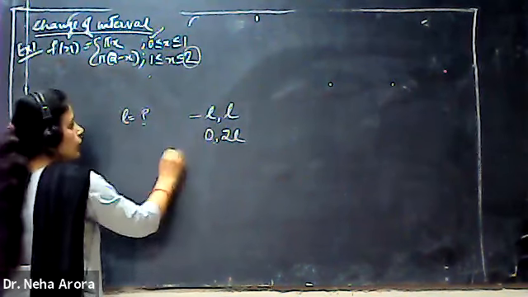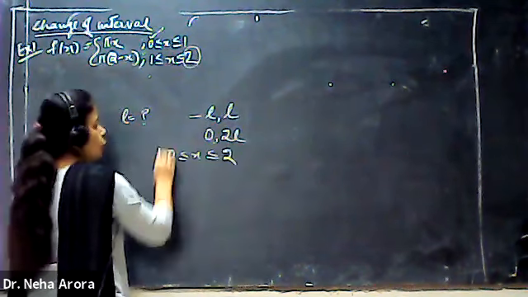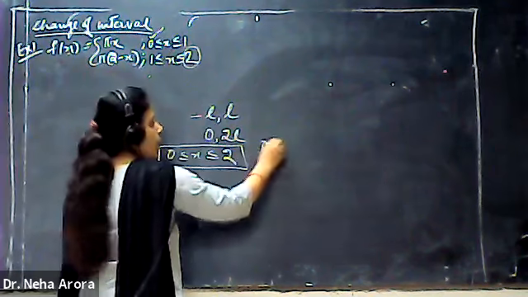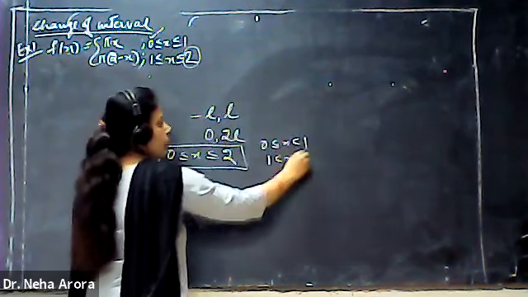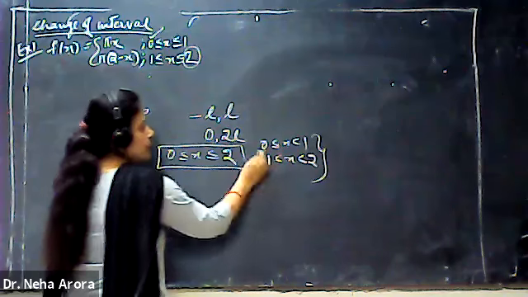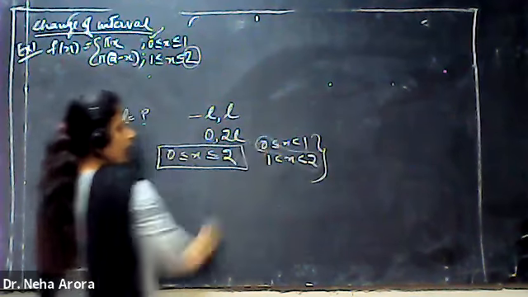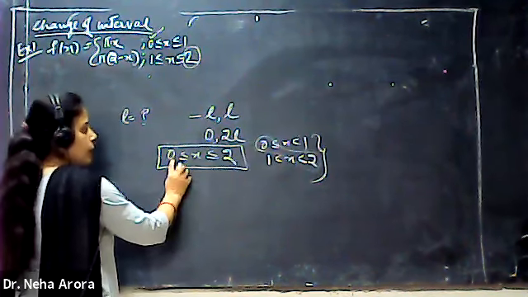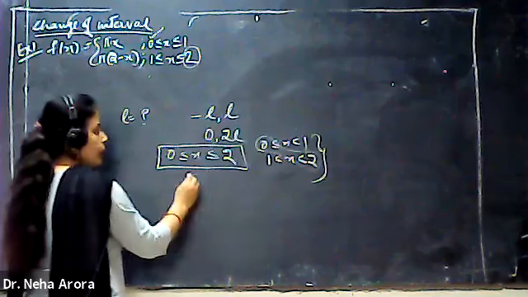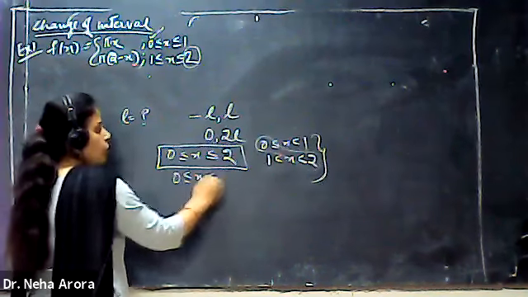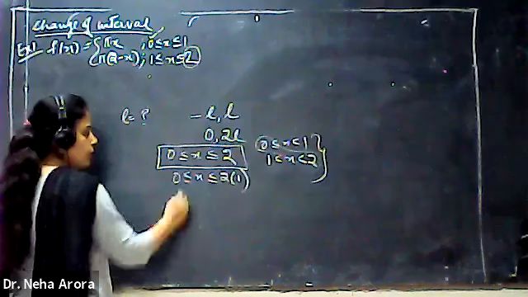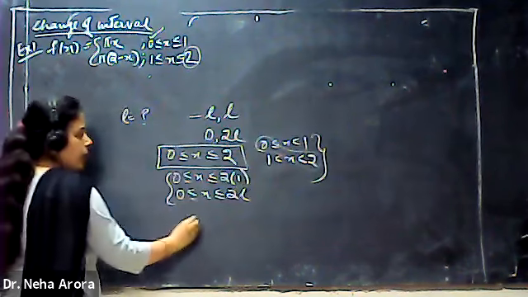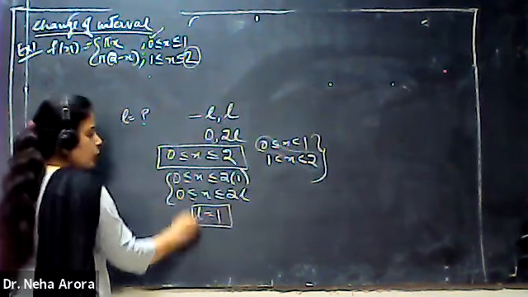See, our total range is from 0 to 2, which is divided into two parts. One is from 0 to 1 and another is from 1 to 2. That means this is our total range, the starting point and the end point. That means our total range is 0 to 2. Now we can compare it with this 0 to 2L. We can write it as 0, 2 into 1. Now compare it with 0 to 2L. After comparing, you will get the value of L as equal to 1.